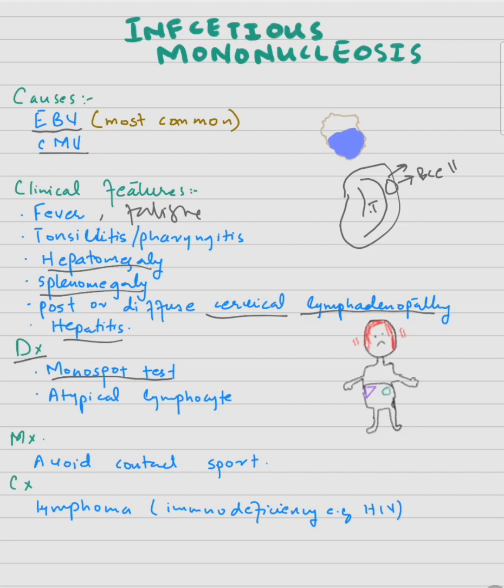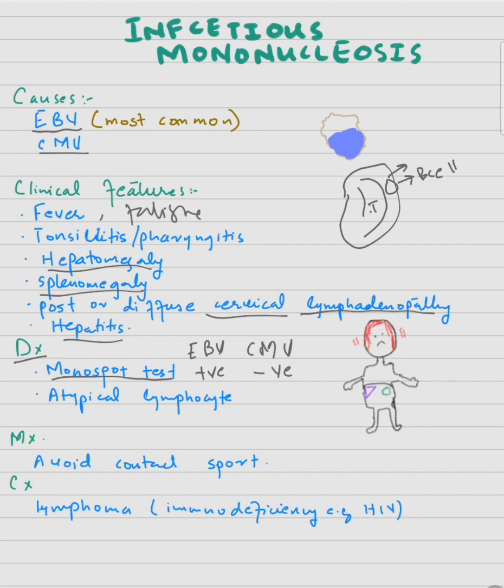Now, the monospot test can help differentiate between EBV and CMV. In CMV, the monospot test will be negative, while in EBV, it is positive.